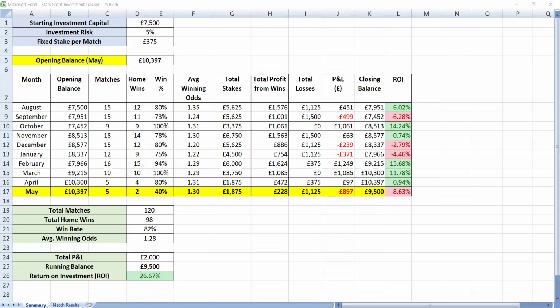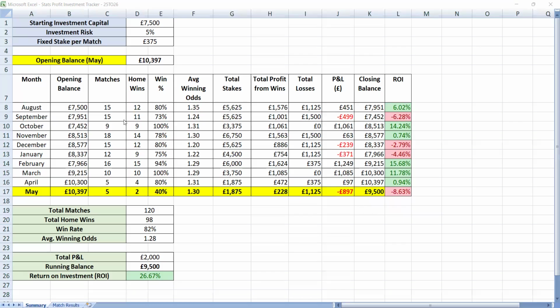All right. So Stats Profit, for those of you who don't know, is a data-driven football model that I've created, analyzing thousands of historical football matches in the aim of identifying value opportunities in one market only, and that is home wins. So no accumulators, no score predictions, no transfer rumors, no opinions, just pure data.